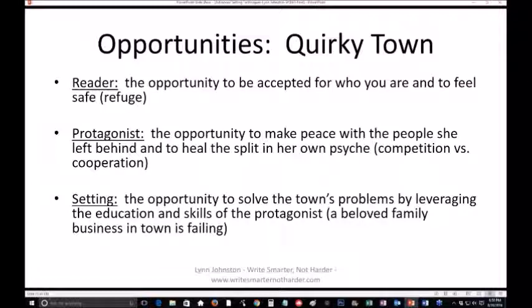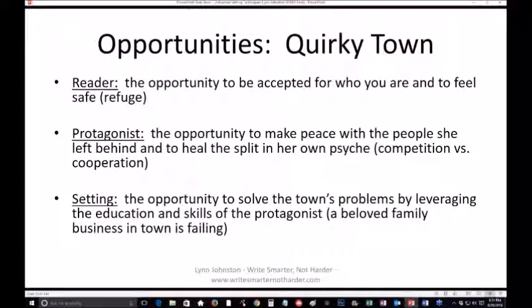So the setting itself, if you can get the reader to see the setting in a cool way so that they're attached to it and so they care about the setting, they love the people in this town, when they see the town having a problem, they're also going to have the opportunity to root for the town and to be happy and want to stand up and cheer when the protagonist helps the town solve its problem.